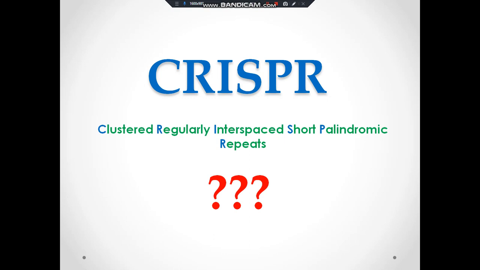Before going to details, I will explain the different concepts present in this word CRISPR. First one is palindromic repeats. Then I will explain interspaced short palindromic repeats, and at the end of the lecture I will explain what clustered regularly interspaced short palindromic repeats actually are.